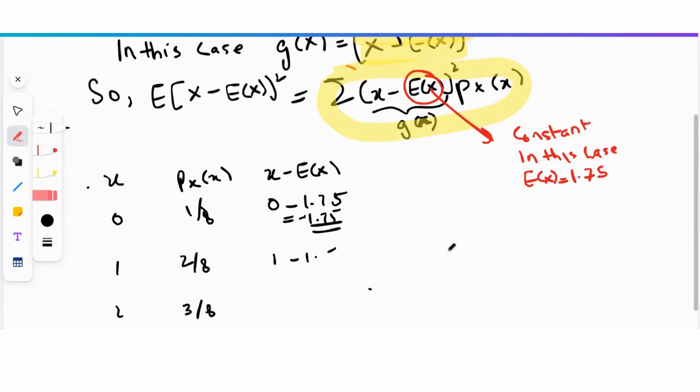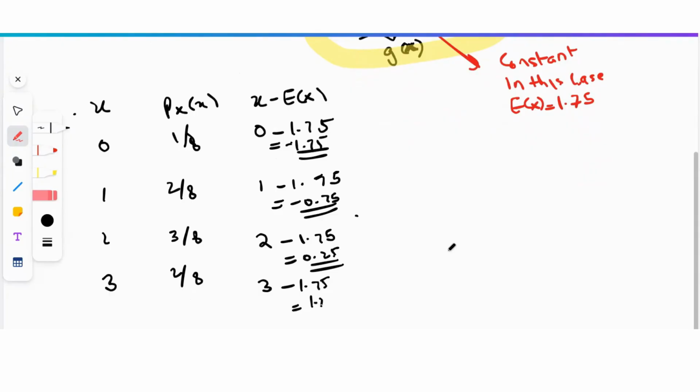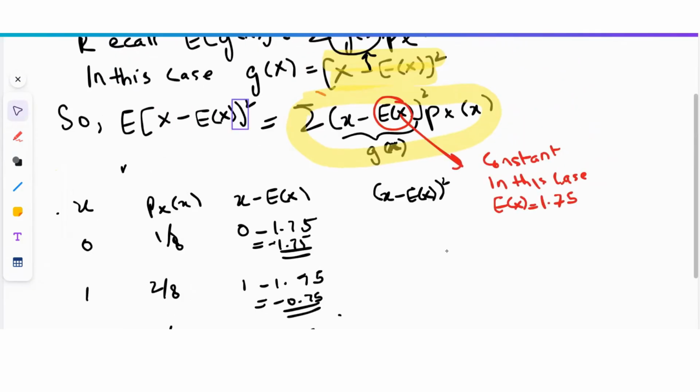1 minus 1.75, right? So this is minus 0.75. And 2 minus 1.75 is equal to 0. And 3 minus 1.75 is 1.25, right? So now we'll see what x minus expected value of x whole square is, because the goal is to find the expected value of this function of random variable x.